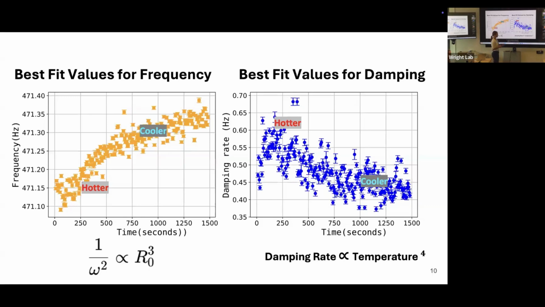This can also mean we can deduce that damping rate is correlated to temperature. Here we have a hotter temperature with a higher damping rate, and a cooler temperature with a lower damping rate. The damping rate is about proportional to temperature to the fourth. So one small change in temperature, as these are only matters of millikelvins over 1,500 seconds, our damping rate will experience a big change.